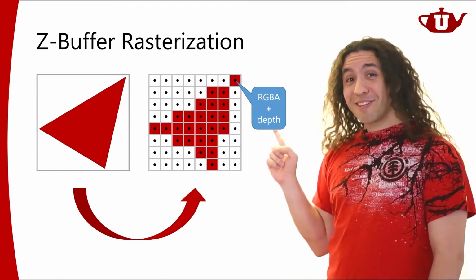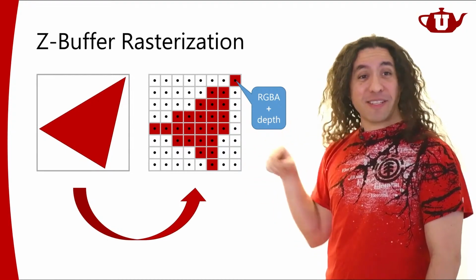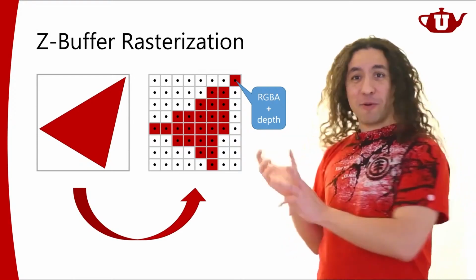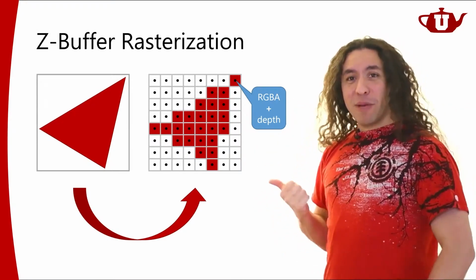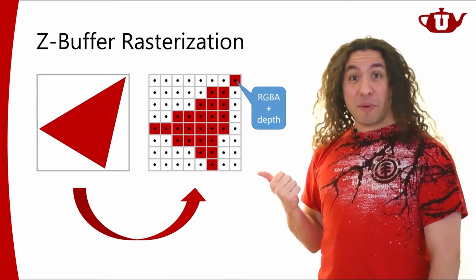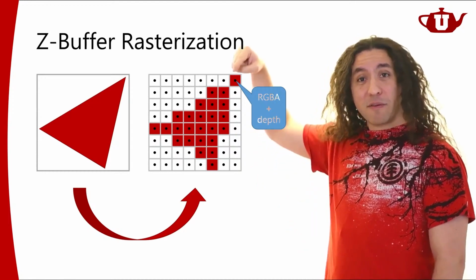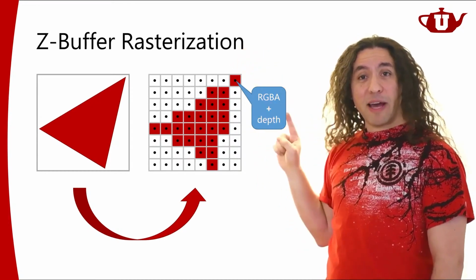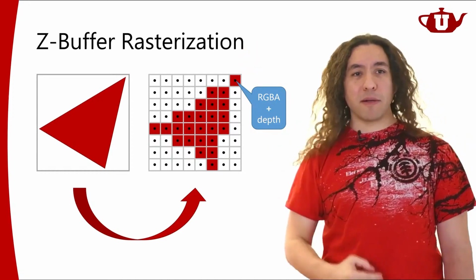Remember, pixels are not little squares. Now I'm drawing them as little squares here just to visually give you what it would look like if you were to enlarge your displays. But pixels are actually samples at the centers of these pixels, right? So at the center of a pixel, I'm going to have the color value and a depth value, depth meaning how far it is from the camera.